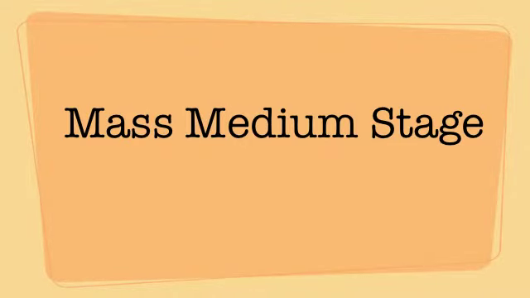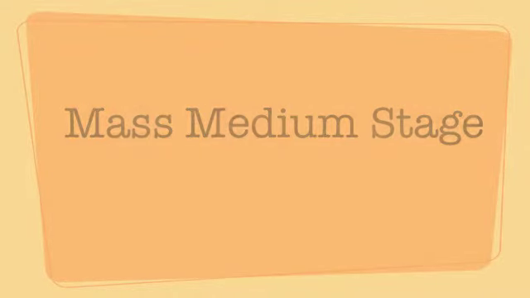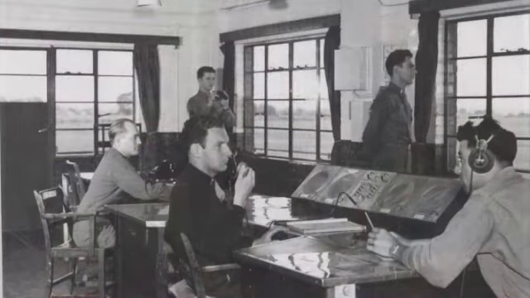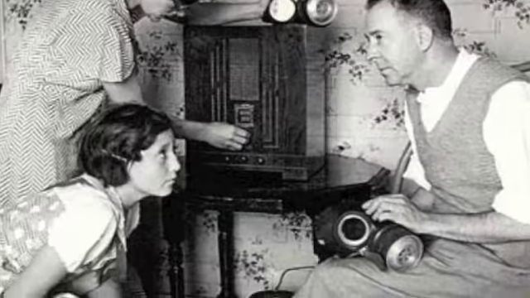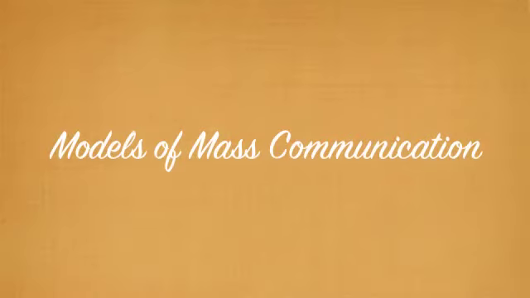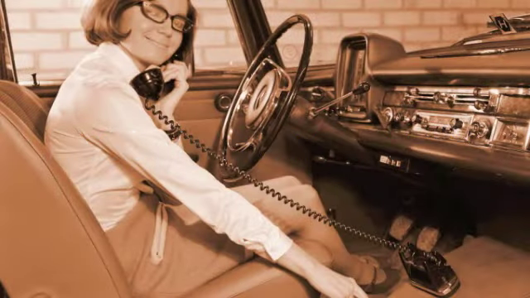Lastly, we have the mass medium stage, where businesses figure out how to market the invention. So radio, for example, had military origins, but it was really businesses that figured out how to distribute radio to millions of listeners. Now that we have a sense of how mass mediums evolve, let's look at 2 influential models in how they actually communicate messages.